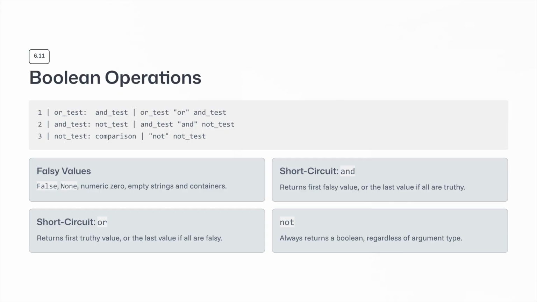Short circuit or returns the first truthy value, or the last value if all are falsy. And not always returns a Boolean, regardless of argument type. That last point is the key difference. And, or return one of their operands, which might not be a bool. Not always gives you true or false.